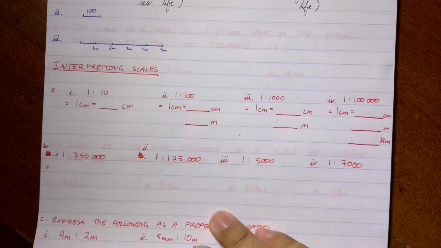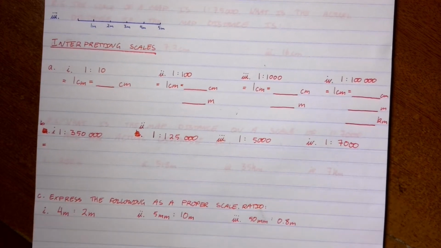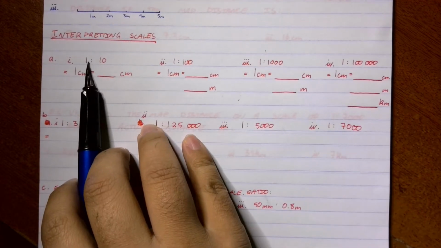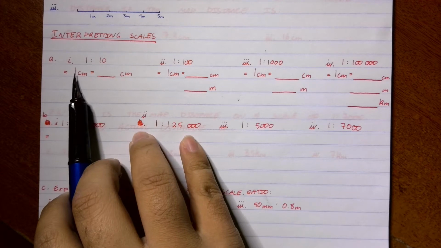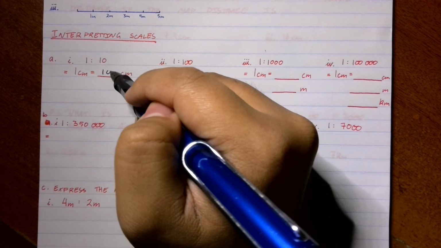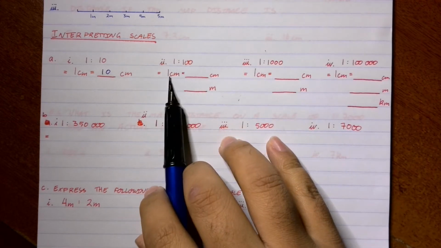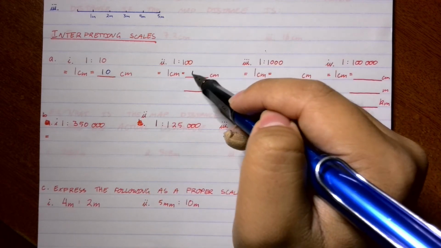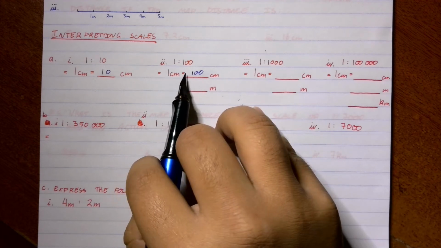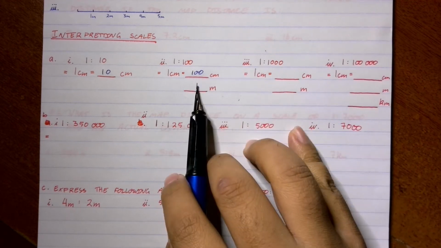So let's interpret some scales with our knowledge from ratios. Take a look here. So 1 is to 10, it means 1 centimeter is equal to how many centimeters in real life? Well, really that's 10. 1 is to 100, well, 1 centimeter is equal to, that's the easy part, 100 centimeters. But it also means 1 centimeter is equal to 1 meter, because 100 centimeters is 1 meter.